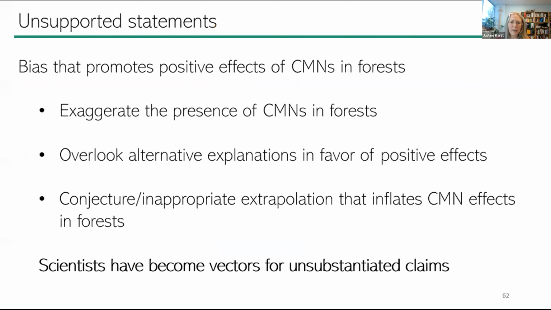So then we looked at the nature of those unsupported citations. So, what were they saying? Could we generalize in some way? And we found that there was bias that promotes the positive effects of CMNs in forests. So bias being exaggerating the presence of CMNs in forests, overlooking alternative explanations in favor of positive effects, and inappropriate extrapolation that inflates the CMN effects in forests.